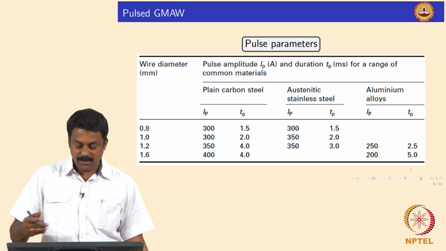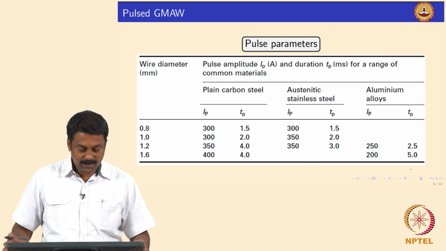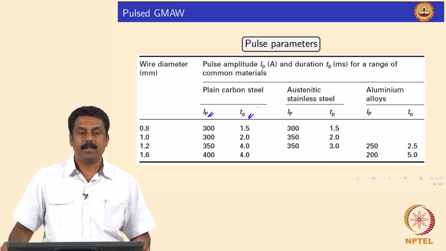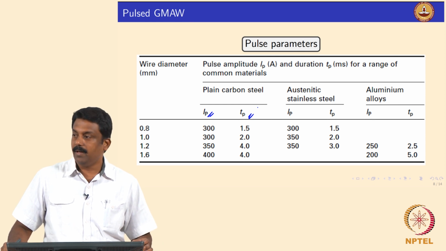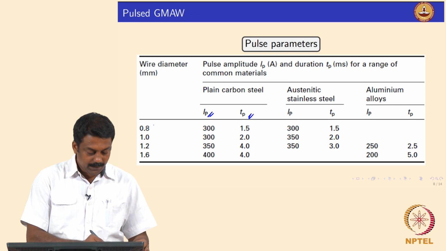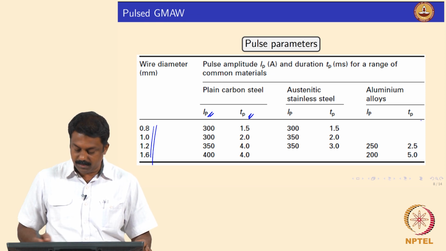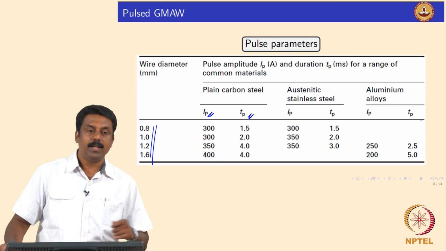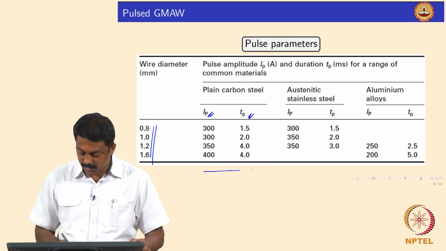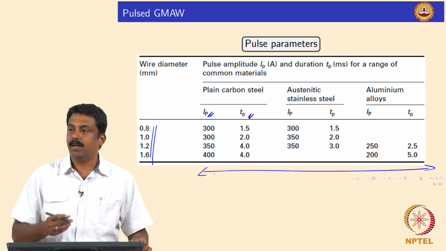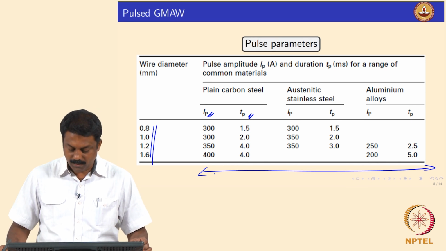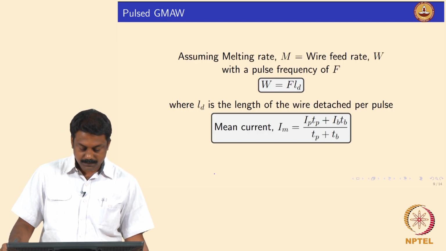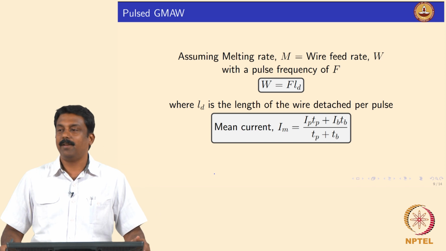So, what are the parameters we need? First we need to identify such maps. For example, we need to identify what will be the pulsing current and the pulse duration Tp for a given material and wire diameter. For various compositions we will get these parameters. So, Ip, Tp, and then we constantly change and identify which current will give a stable one droplet per pulse transfer for a given pulse. This information we can generate readily, and then it goes into the power source, and then we can do some calculations.